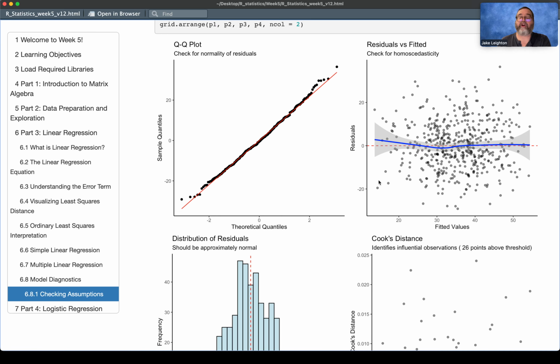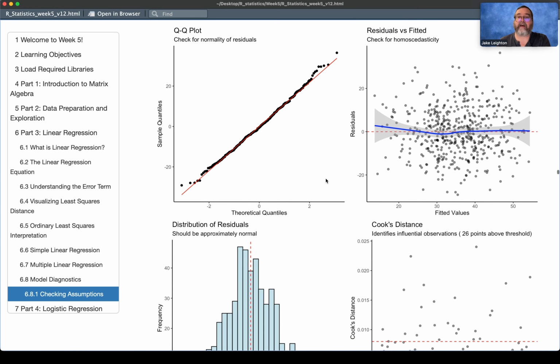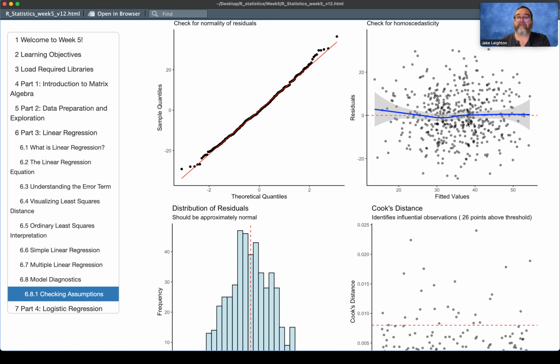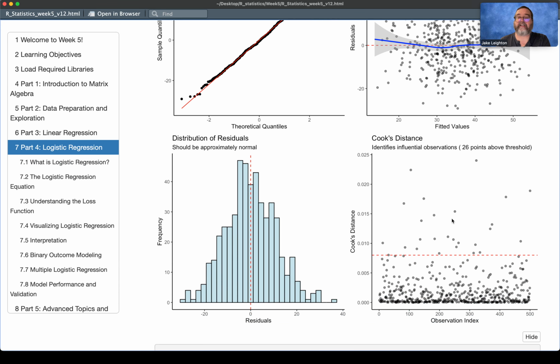And this is just a prettier way of doing this, where we have our QQ plot. Once again, our residuals here. We have our Cook's distance, where we see a few points above that we're not worried about. And I think this is a really good plot, this distribution of residuals, which we talked about earlier, is the important one to actually be normal.